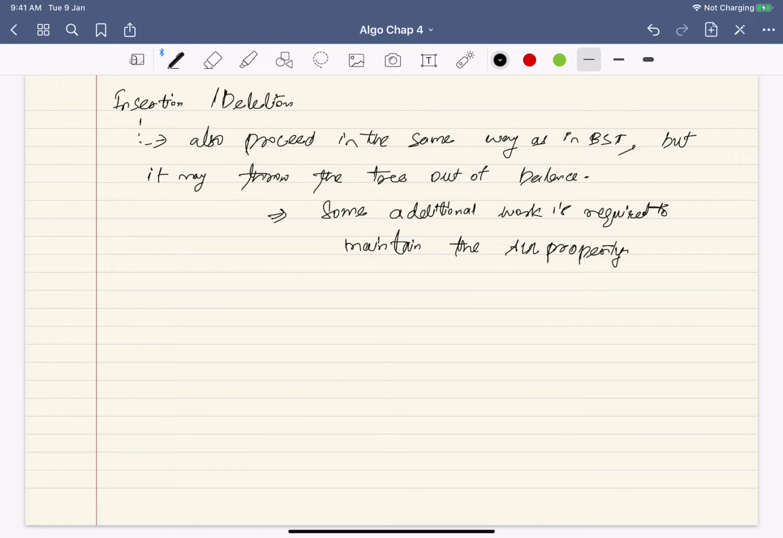Okay. So let's try insertion. Insertion is definitely easier than deletion. So let's get some confidence from insertion. So in insertion, you see what will we do? We will follow the same thing that we were doing in BST. So follow the procedure similar to BST.